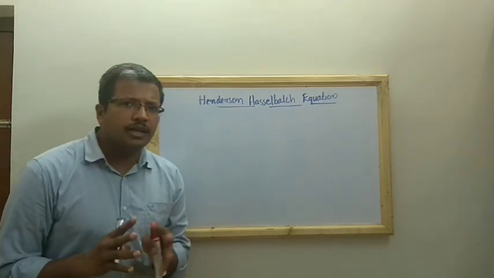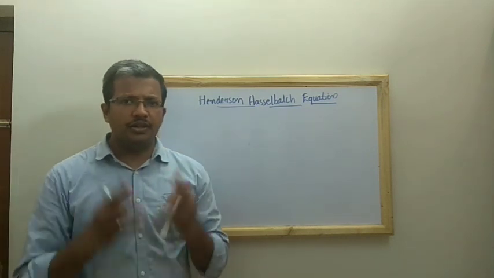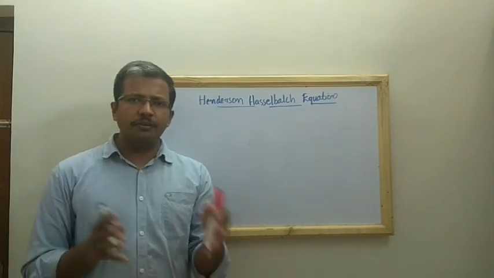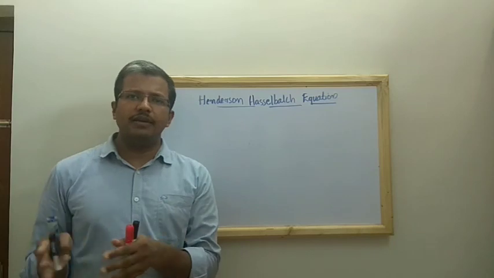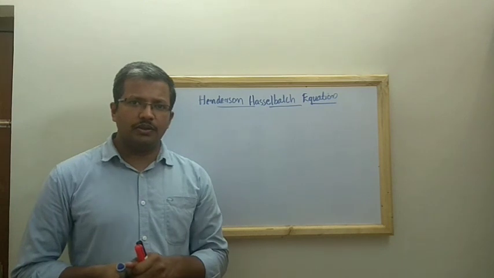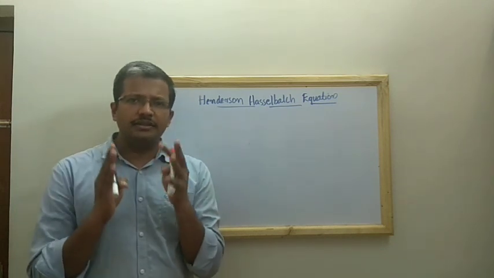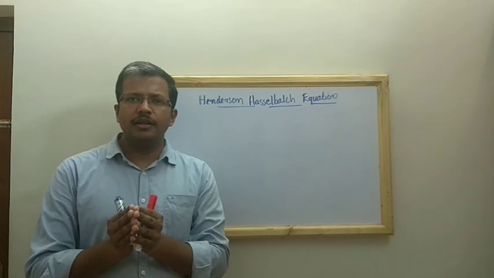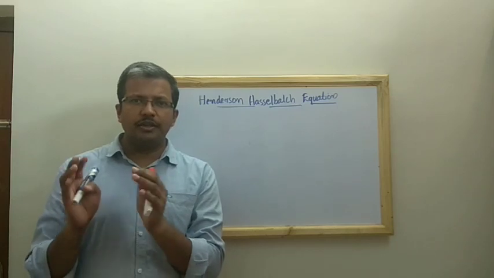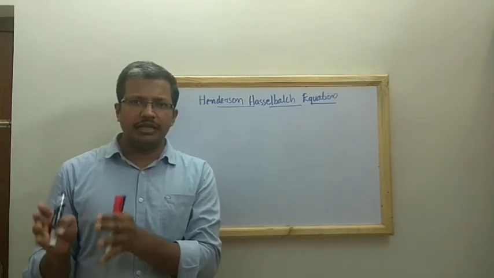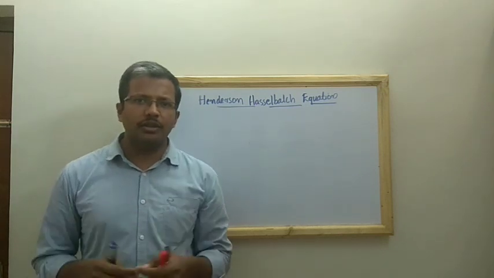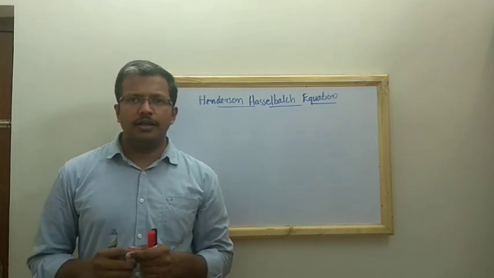Henderson Hasselbalch is describing pH as the measure of acidity. For that purpose, he has used the pKa value, that means the negative logarithm of the acid dissociation constant. So we can say that the Henderson-Hasselbalch equation describes pH as a measure of acidity using the pKa value, that is nothing but the negative logarithm of acid dissociation constant. That is what is meant by the Henderson-Hasselbalch equation.